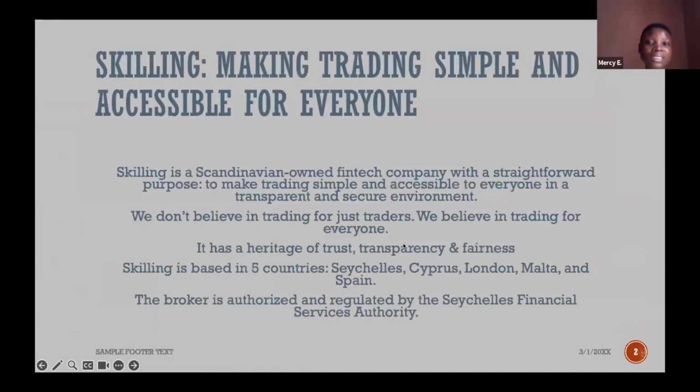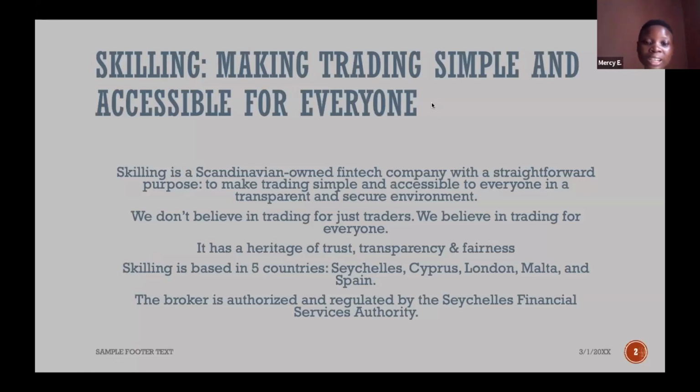So Skilling is, like I said, a globally regulated, Scandinavian-owned broker. It has a heritage of trust, transparency, and fairness. What this means is that you can expect fair dealings on your trades, no shady dealings, no fraudulent activities whatsoever. What you see is what you get with Skilling.